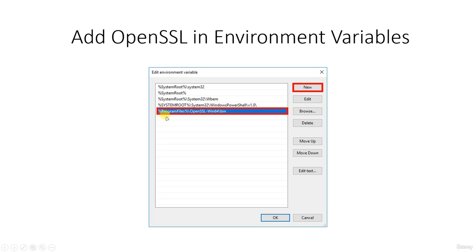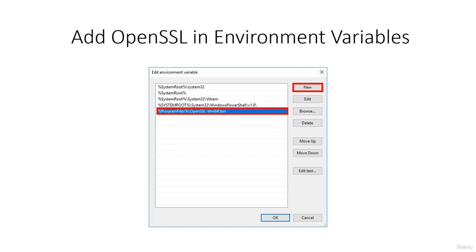Make sure you don't forget to add this. This is the important part. Click New, then simply type the line that you are seeing in this picture, and after that press OK. What this will do is add OpenSSL to our environment variable.